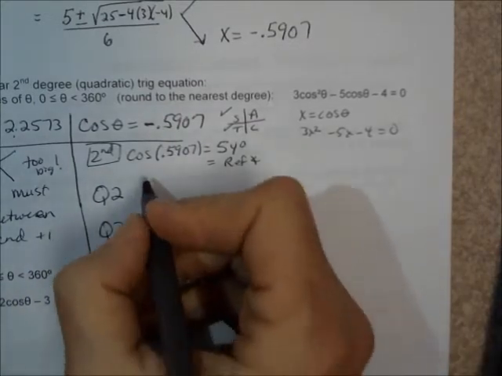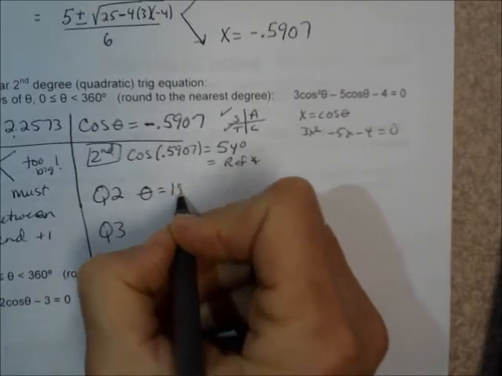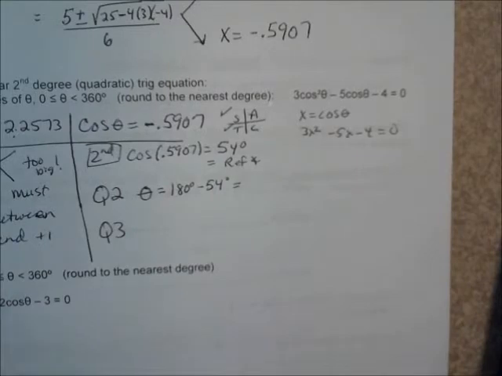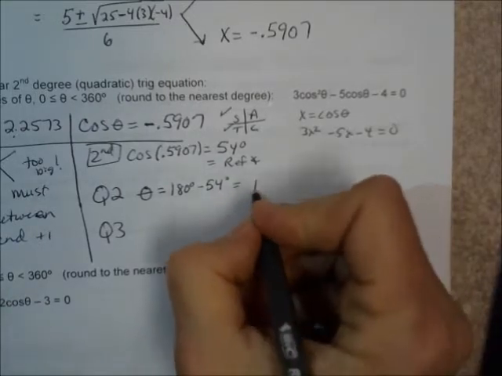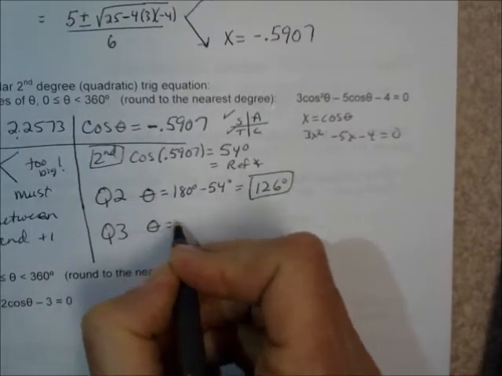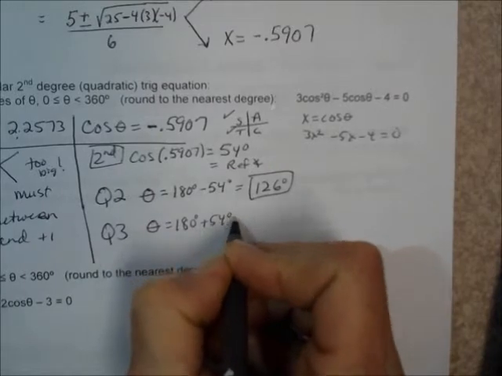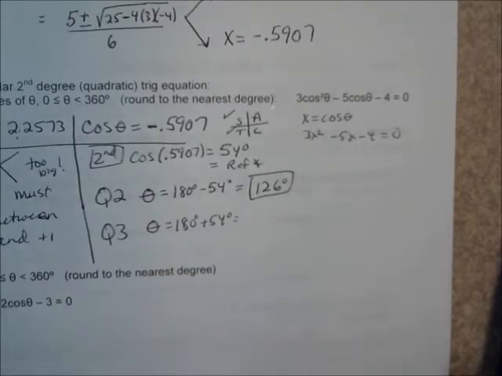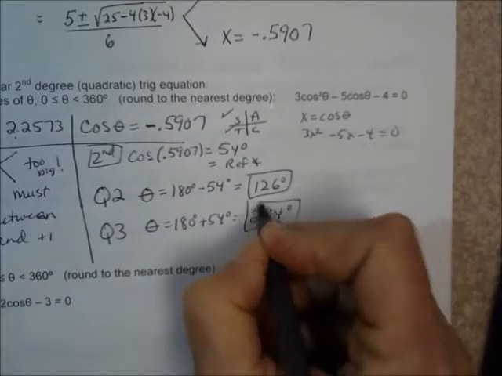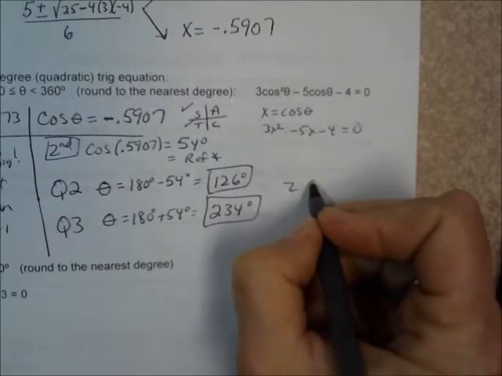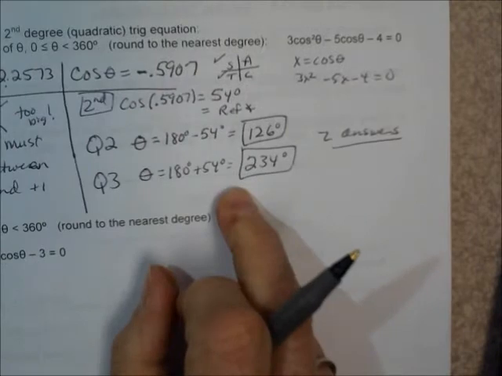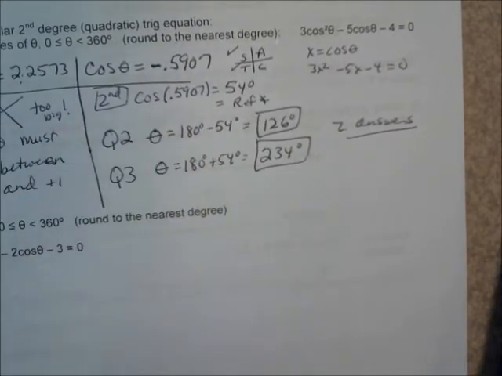So what is our quadrant 2 answer? Theta is equal to 180 minus 54, the reference angle, and 180 minus 54 is 126 degrees. So there's one answer. And in quadrant 3, the theta value is 180 plus 54. And 180 plus 54, I think, is 234. Yes, 234 degrees. So this question has actually two answers. Sometimes we have 4, sometimes we have 2, sometimes we don't have any answers if both of these are outside the range.